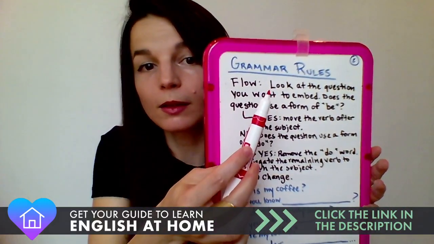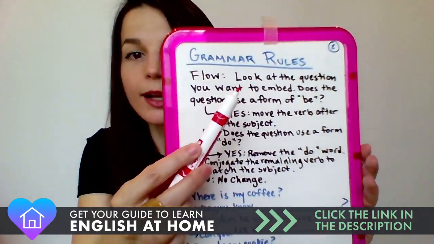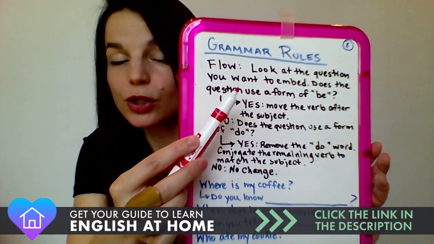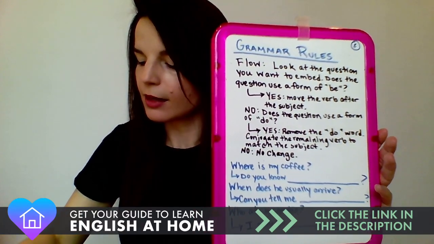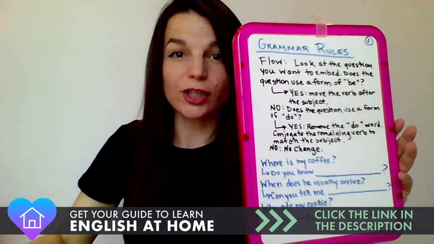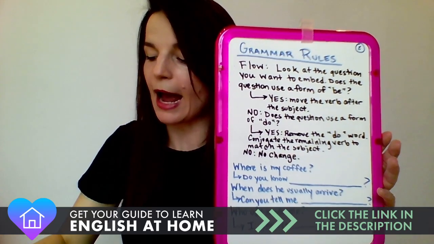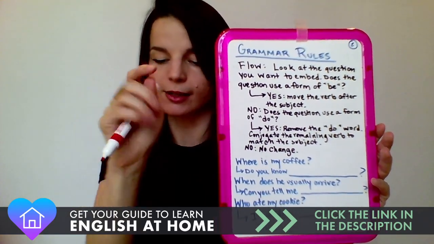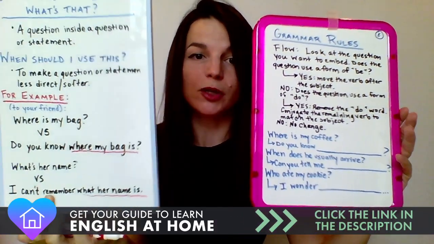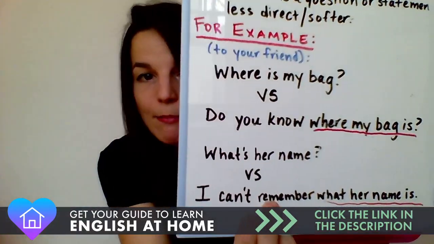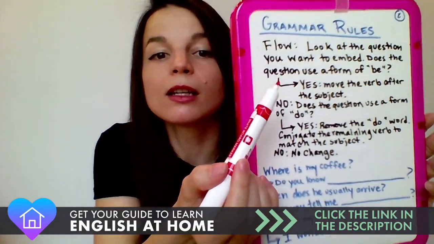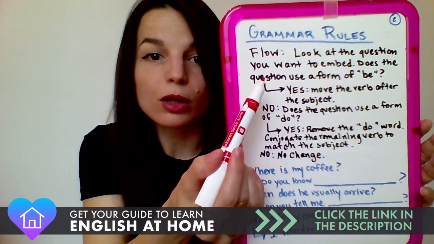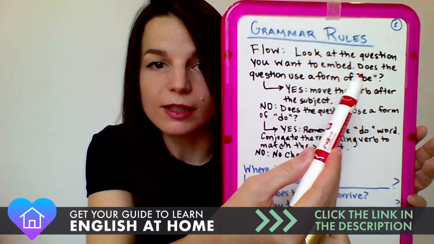First, the first part of our flow is to look at the question you want to embed. This means, like, what is the basic question that you want to ask? You want to make this question softer. So, for example, in my first part, where is my bag? Or what's her name? That's the question I want to embed. First, we need to look at that question. So, look at the question and ask yourself this first.